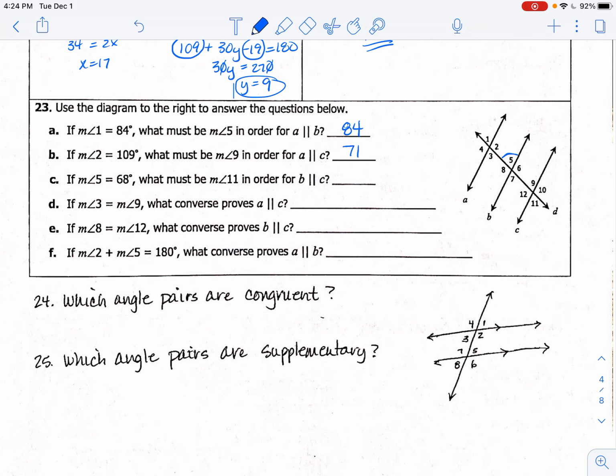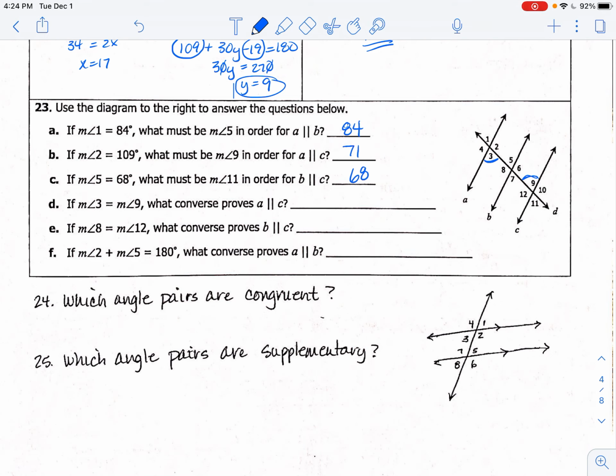What must be the measure of angle 11 to prove B and C? B and C. Okay, and so here's the transversal. These would be alternate exterior, which would be congruent. So this guy would be 68. Measure of angle 3 equals the measure of angle 9. So let's see, measure of angle 3 is equal to the measure of angle 9.